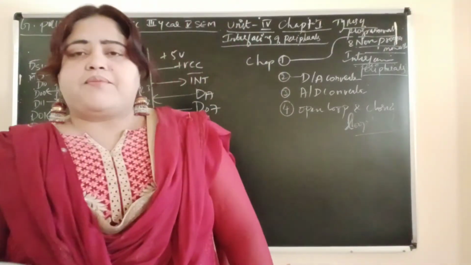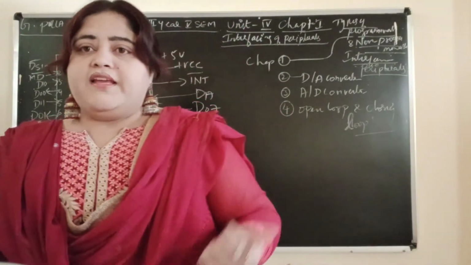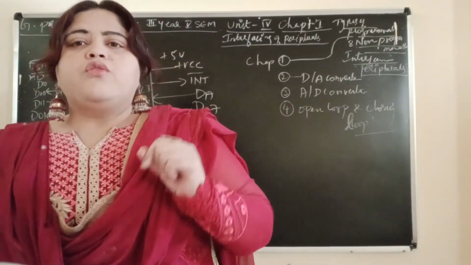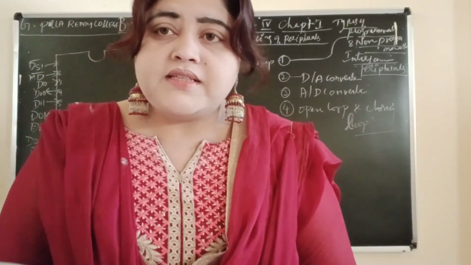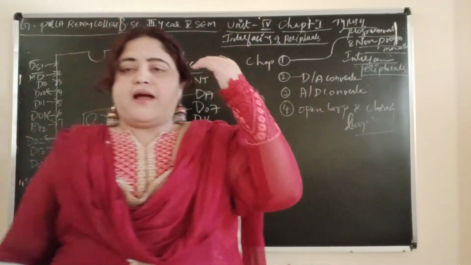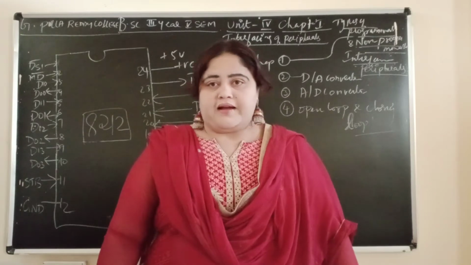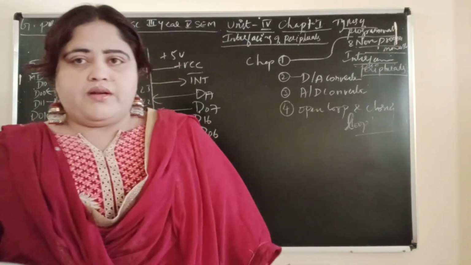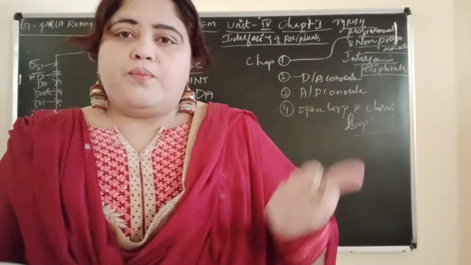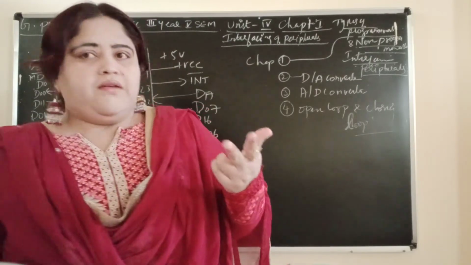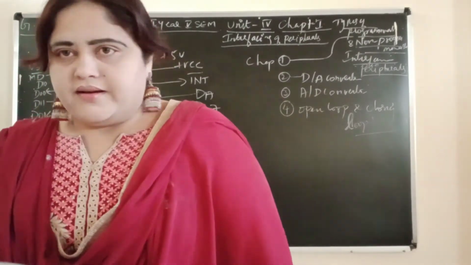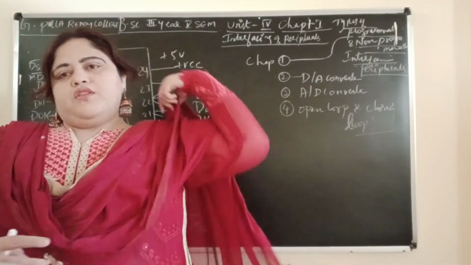So the last chapter you will be learning what? You will be learning open loop. What do you mean by open and closed loop? Open loop means without feedback. Closed loop means with feedback. You have to remember this. So in the last chapter you will be studying the concepts of open loop and closed loop devices, that is, with feedback and without feedback. So this is your unit 4 introduction.